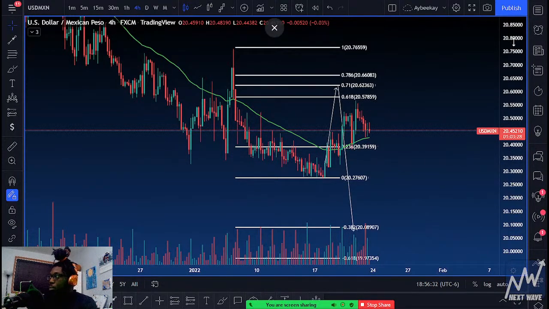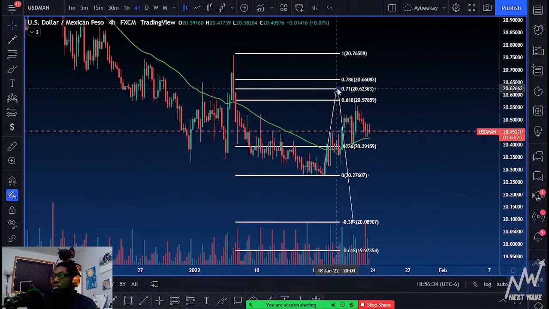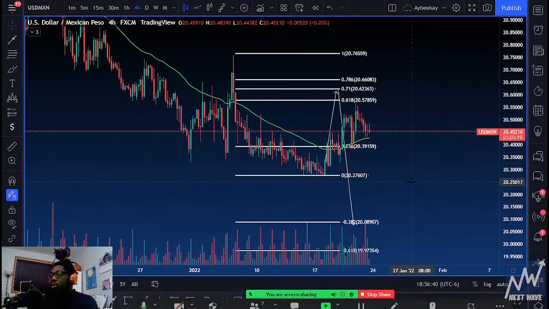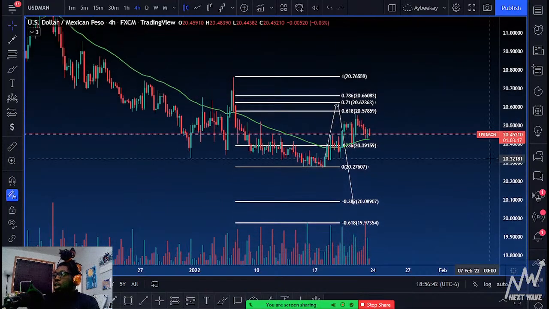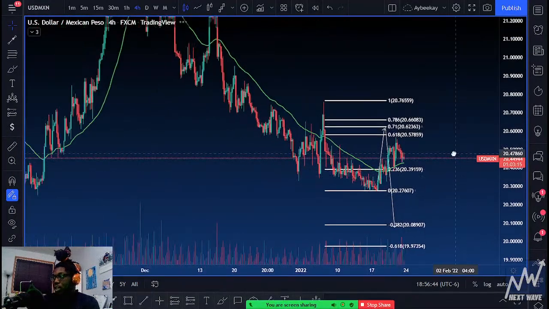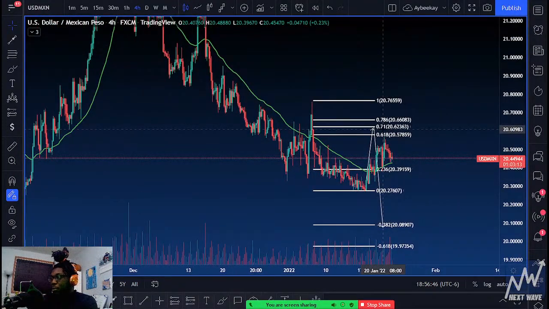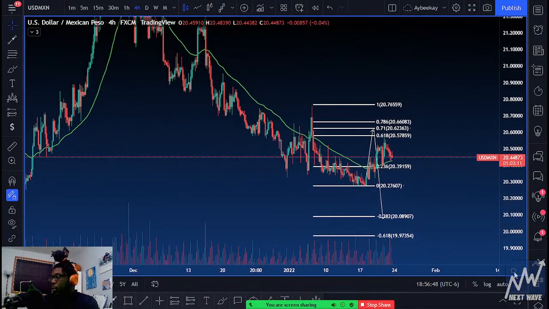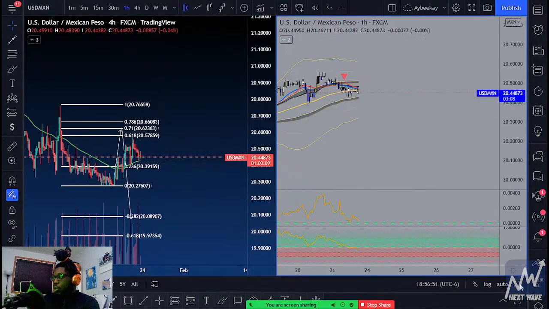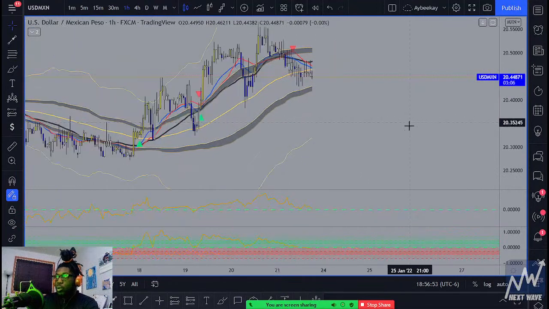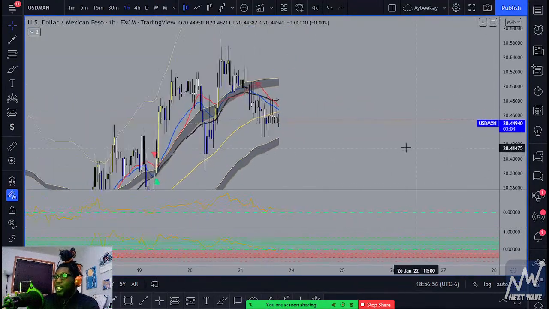So USD Mexican pesos, I've been saying, hey, until price tries to make its attempt up to 20.62363, I'm not necessarily going to be looking for trade opportunities off of this. And so price has almost came up there, but not quite yet. So still gonna be patient on that. Not gonna really speak too much about USD Mexican pesos other than what I just said.